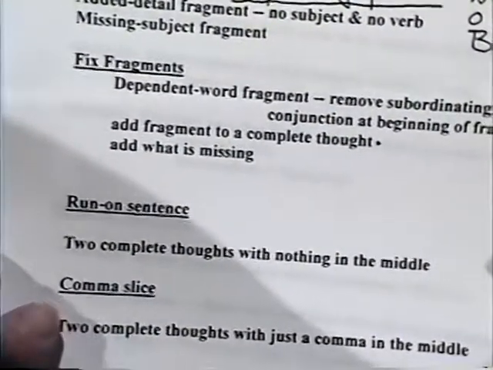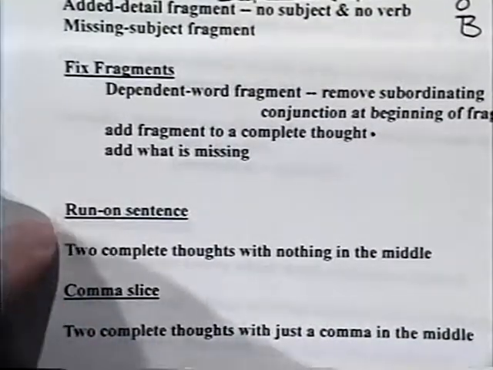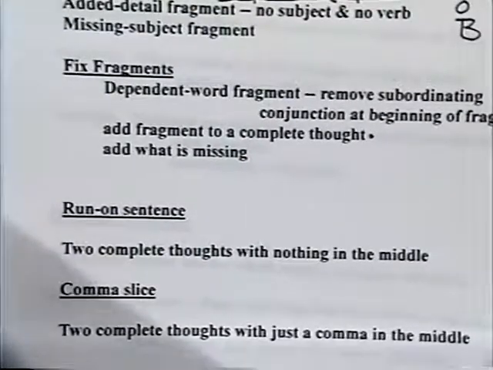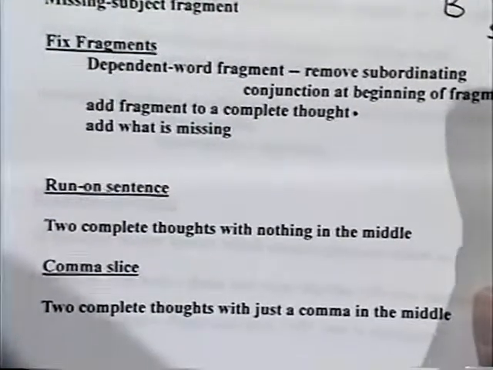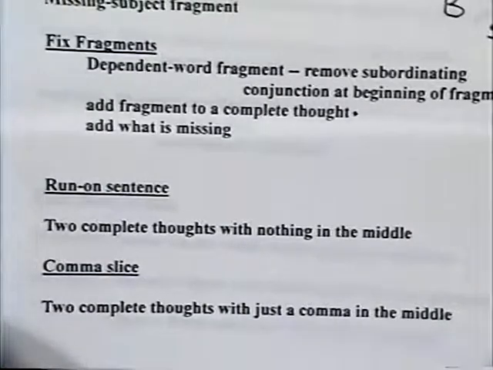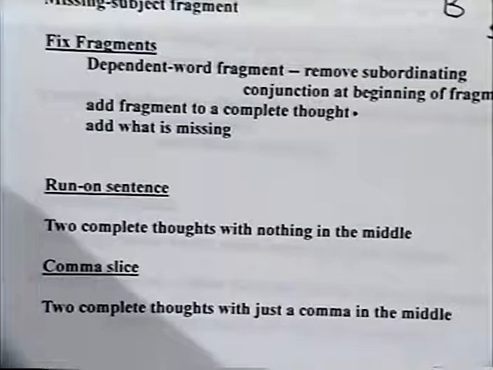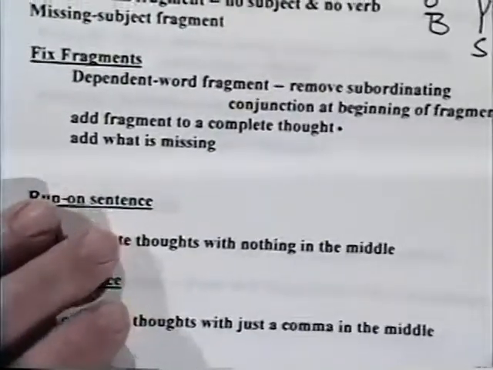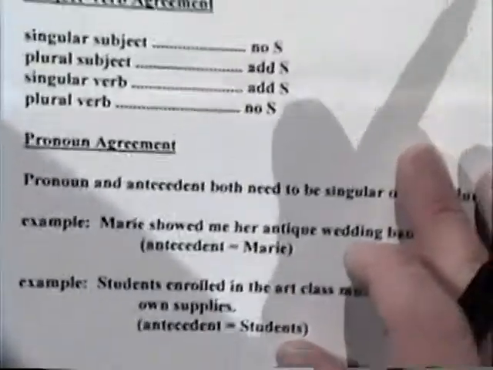Okay, then if you remember, we talked about just the opposite of fragments, what we call run-on sentences, and that's when you have too many complete thoughts run together with no punctuation mark in the middle. Two complete thoughts, nothing in the middle. And we also talked about what we call comma splices, and that's when we have two complete thoughts with just a comma by itself in the middle. So run-on and comma splice are equally wrong. The run-on has nothing in the middle of two complete thoughts. A comma splice has just a comma by itself in the middle. We can fix both of those the same way.